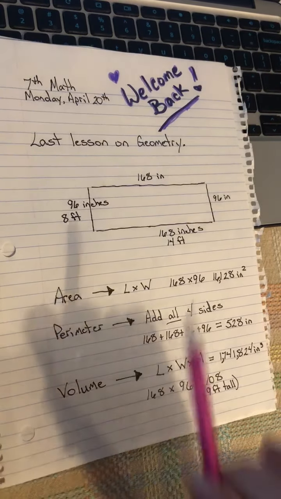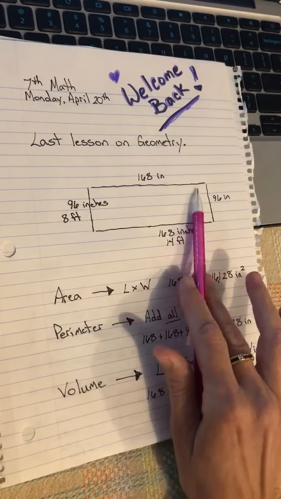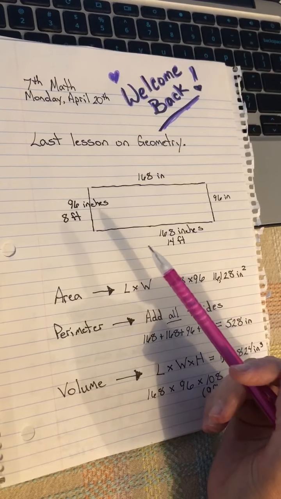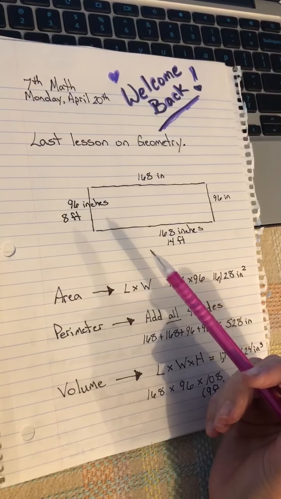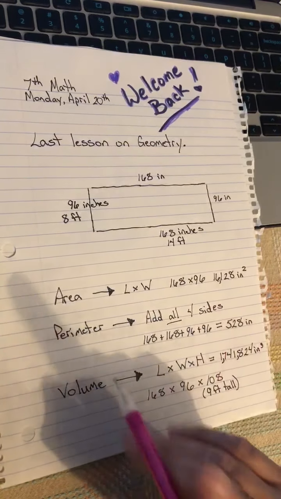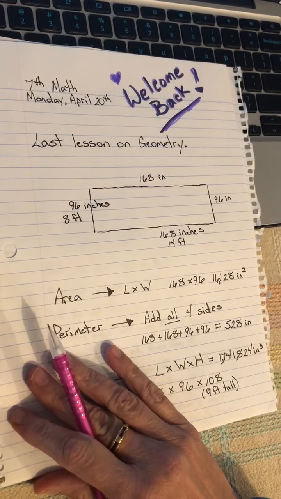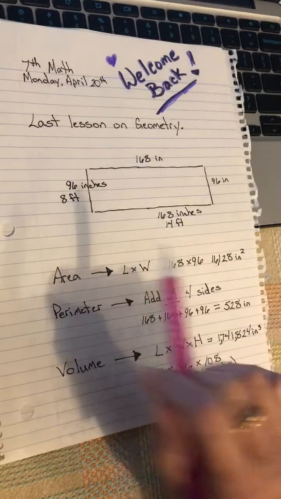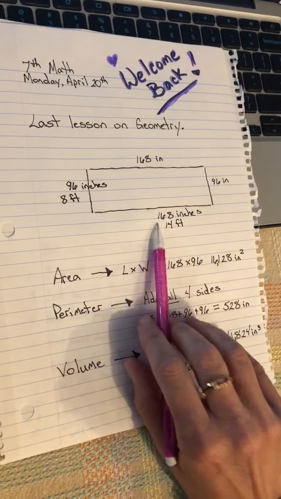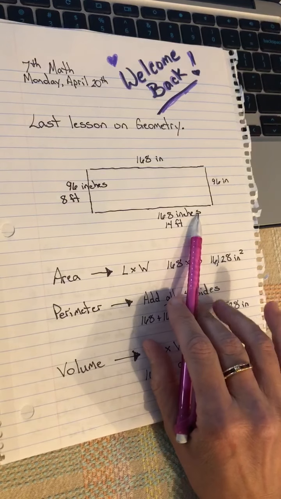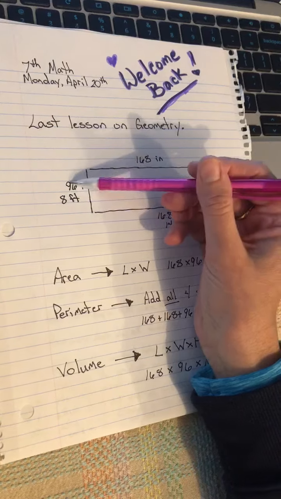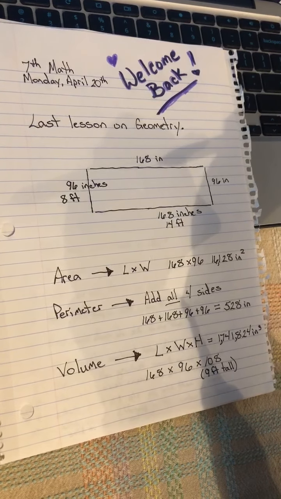So here I have a rectangular room and we're going to do this assignment in inches, not feet or centimeters or meters. We're going to convert it to inches to make it easier. So I have a room that is 14 feet in length, which is 168 inches, and it is 8 feet wide, which is 96 inches.